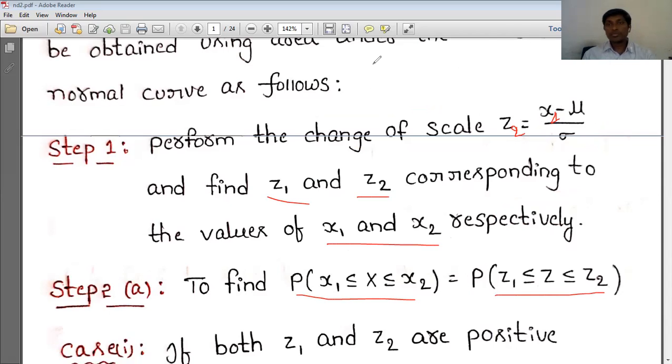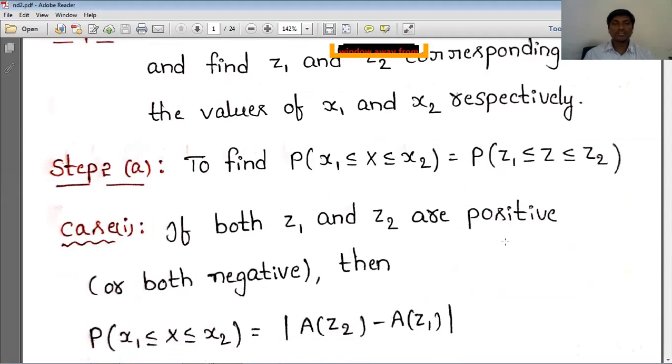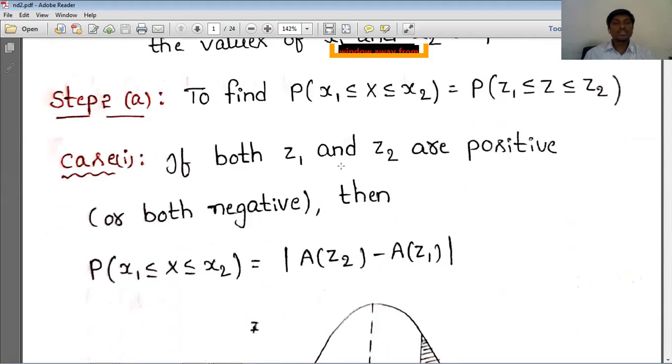But you may get both positive, or both negative, or one positive and the other negative. So these many possibilities may arise. The first may be positive and the second positive, or the first negative and the second negative, or the first positive and the second negative. So suppose we look at the case where both z1 and z2 are positive or both negative.